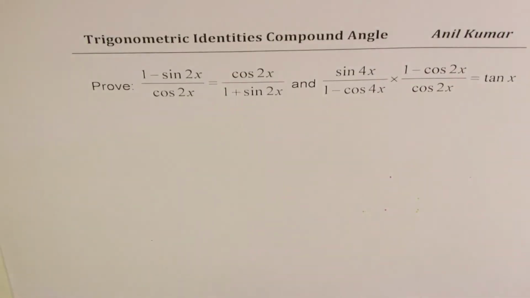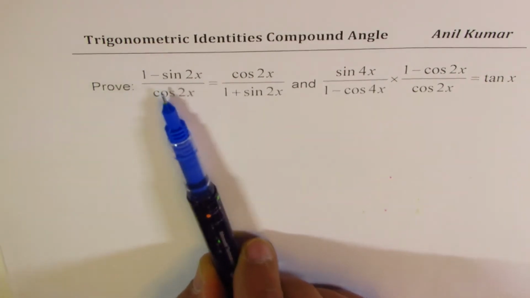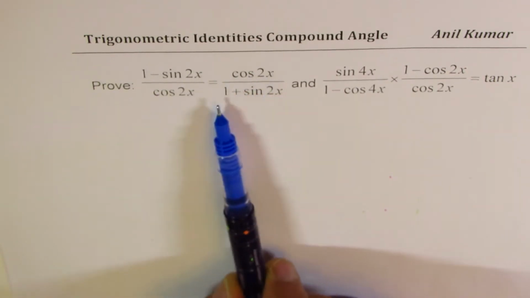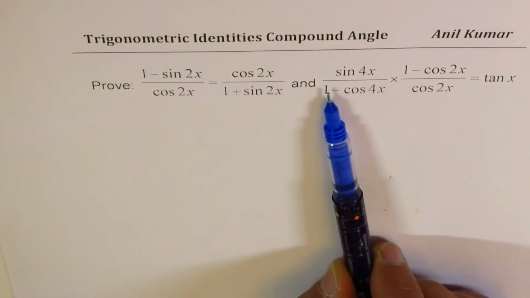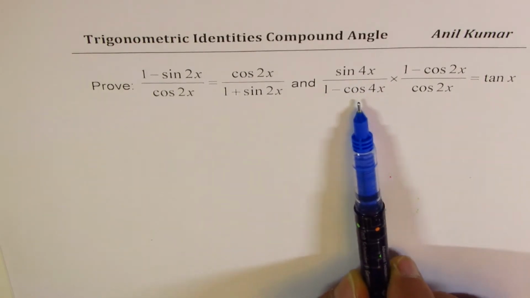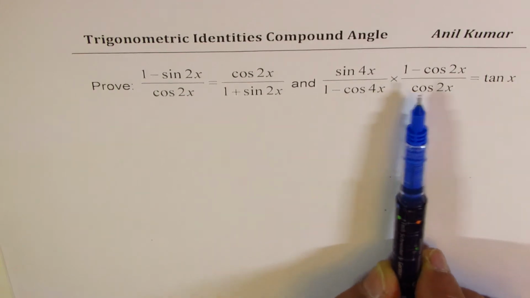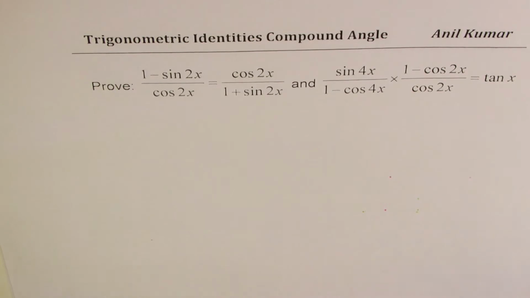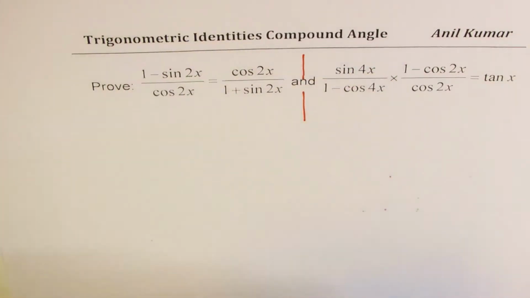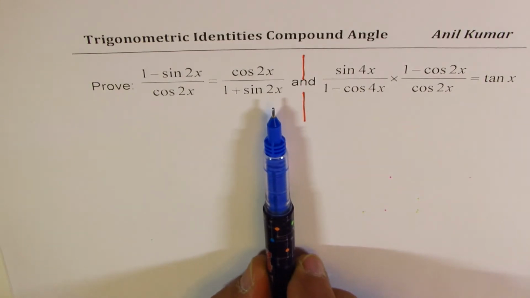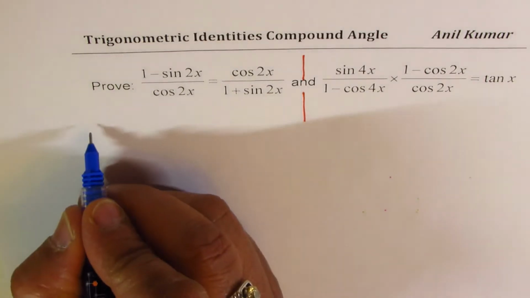The examples which I'm going to discuss, we have two here. We will prove (1 minus sine 2x) over cos 2x equals cos 2x over (1 plus sine 2x). And the second one which we are going to take up is sine 4x over (1 minus cos 4x) times (1 minus cos 2x) over cos 2x equals tan x. So these are two examples which we'll consider. But before getting into those details, let me remind you of the formulas.